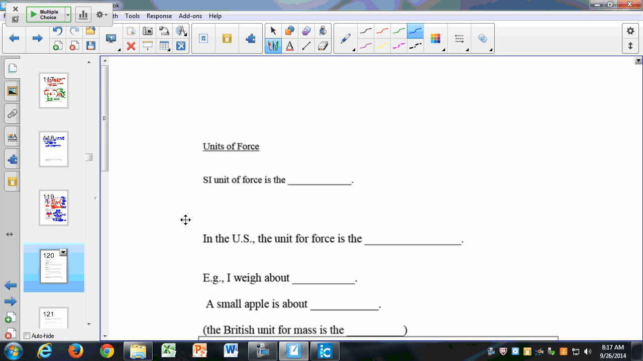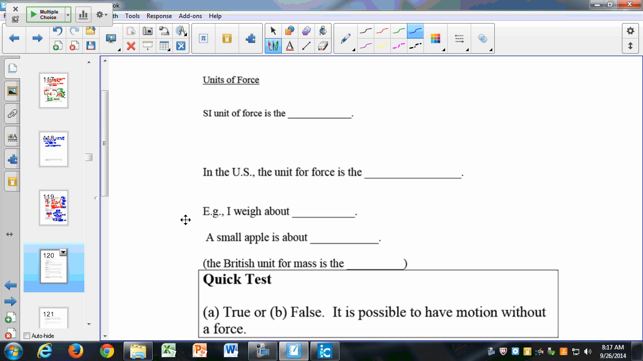All right, let's see. I've already been using the units of force, but let's take a quick segue. The SI unit for force is the Newton.